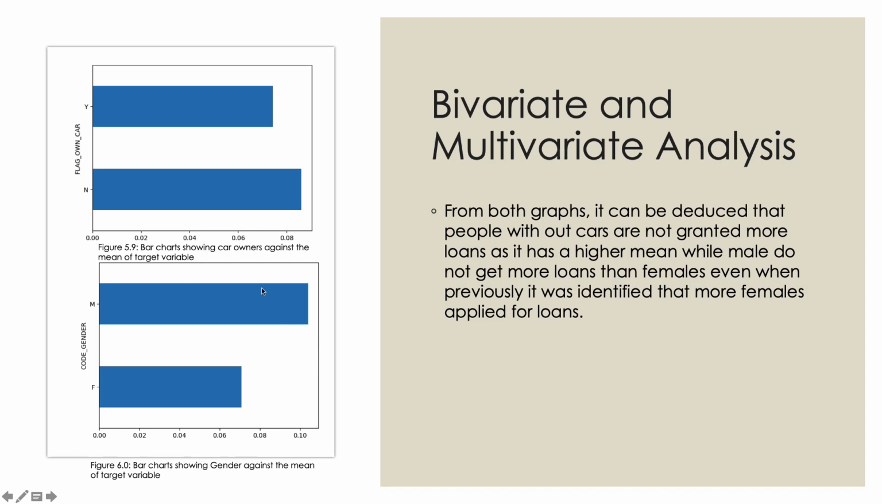And then this is a very interesting graph that I found, because initially when we checked, we saw that more females applied for loans. Now more females did apply for loans, but we're seeing that more males would have difficulties in paying their loans. So it could be that males are more confident in applying for loans, even when they know they can't pay up their loans.